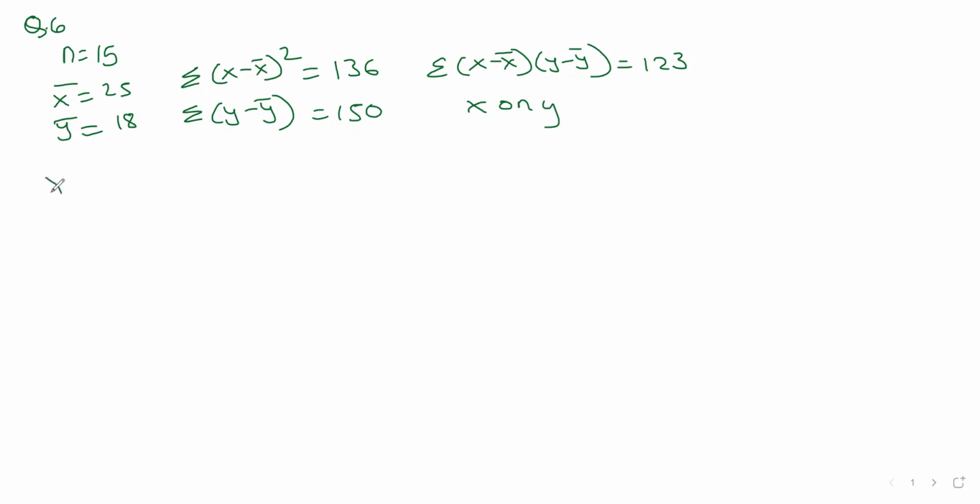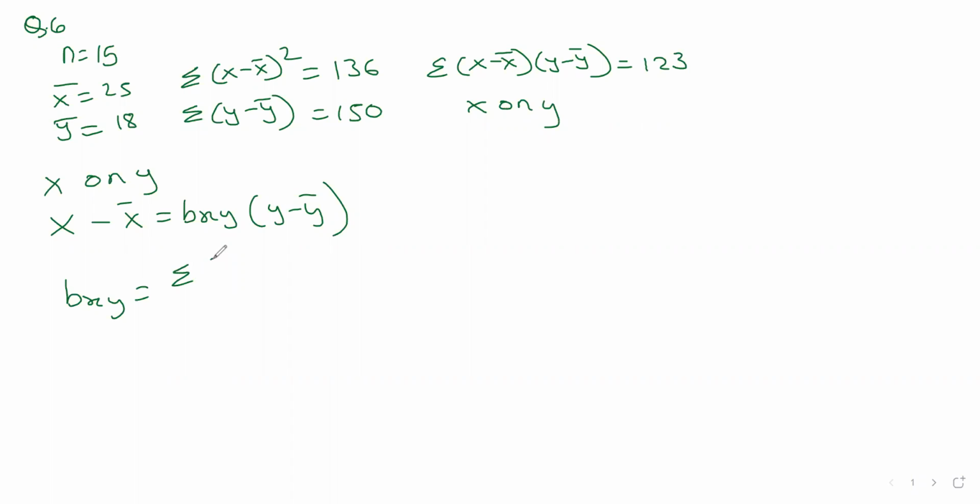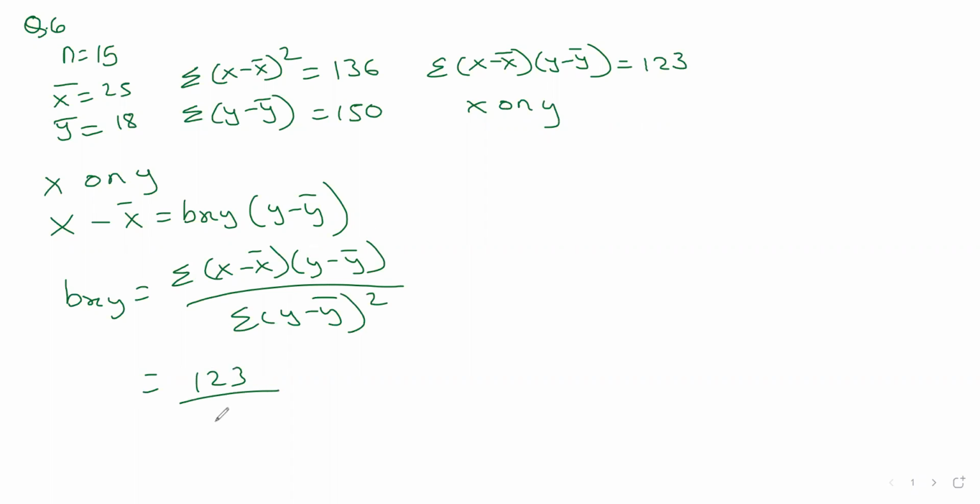Now, to find out the line x on y, my formula is x minus bar x equals bxy into y minus bar y. But bxy is equal to, here these values are given, so I will use the same formula, summation of x minus bar x into y minus bar y bracket upon summation y minus bar y bracket square. So that is 123 upon 150. So what is 123 upon 150? It is 0.82.